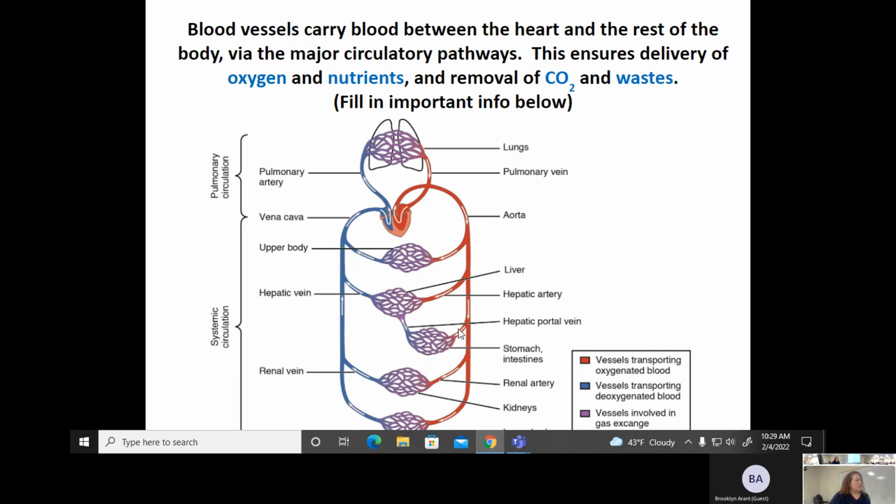Right here, see this where I'm pointing? Call that the celiac trunk. Right here, celiac trunk. So we've got blood coming to the liver through the hepatic artery. We've got blood coming to the stomach through the celiac trunk.